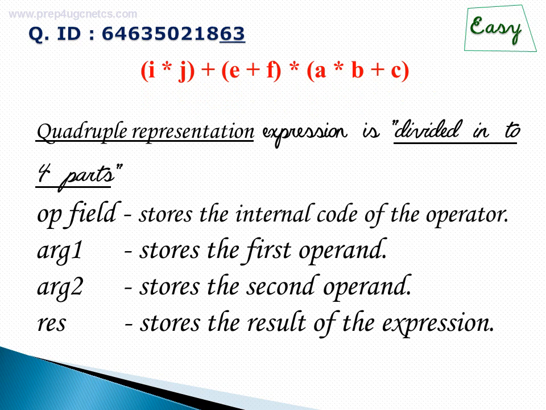In quadruple representation, an expression is divided into 4 parts. 1. The op field stores the internal code of the operator. 2. arg1 stores the first operand. 3. arg2 stores the second operand. 4. The res field, the result field, stores the result of the expression.